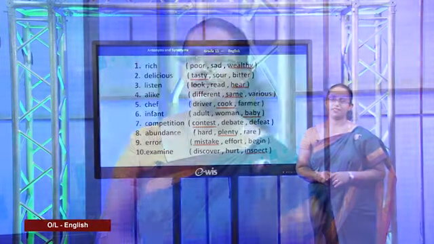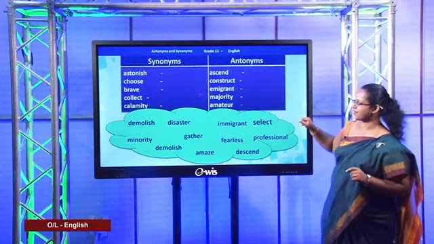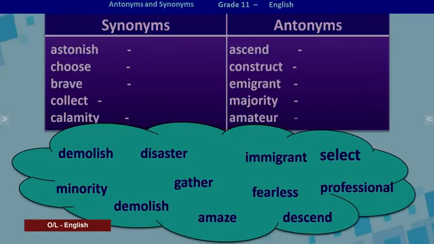Okay, children. Now we are going to practice both antonyms and synonyms in the same activity. Look at the screen, children. You are given a table with 2 columns. The headings of the 2 columns are synonyms and antonyms. You have to find the synonyms for the first column and antonyms for the second column.